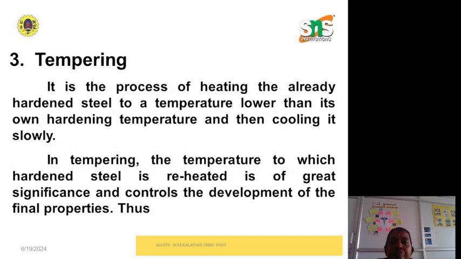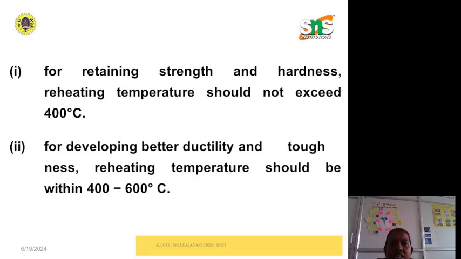Third one, tempering. It is the process of heating the already hardened steel to a temperature lower than its own hardening temperature and then cooling it slowly. In tempering, the temperature to which hardened steel is reheated is of great significance and controls the development of the final properties. For retaining strength and hardness, the reheating temperature should not exceed 400 degrees Celsius. For developing better ductility and toughness, the reheating temperature should be within 400 to 600 degrees Celsius.